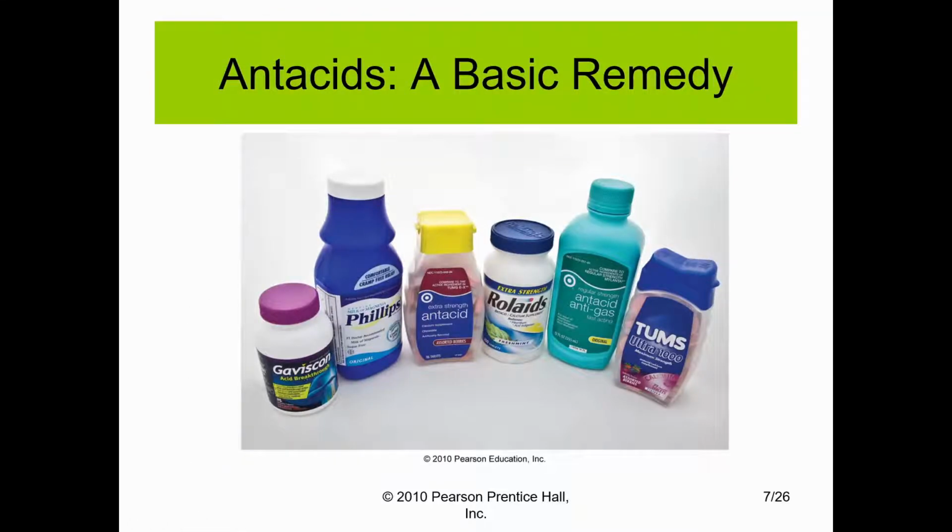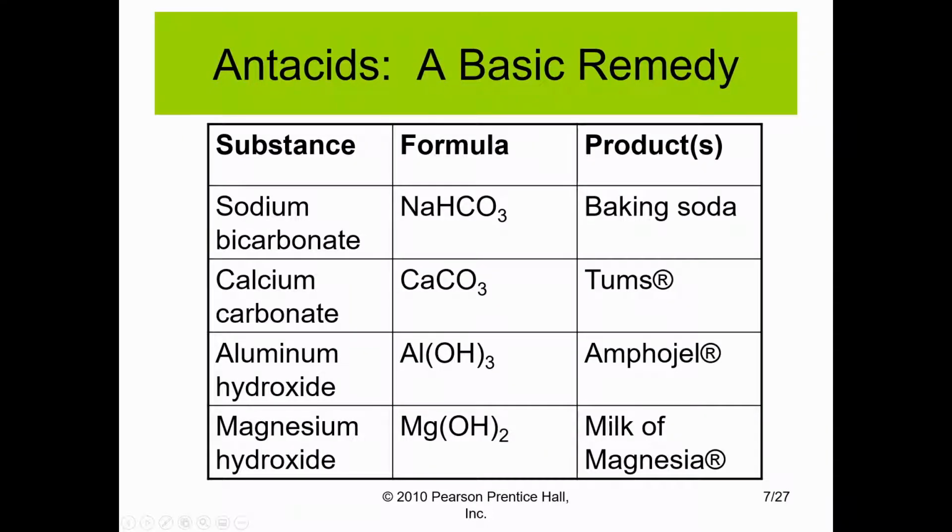Here are some examples of common antacids that you might be aware of. These are basically just bases. We can compare the brand name of these antacids to the substance and formula. For example, Tums, which are quite common antacids taken for heartburn, is the molecule calcium carbonate with the formula CaCO3.